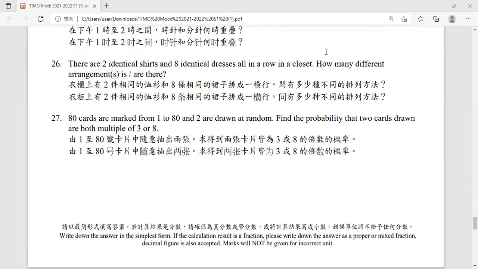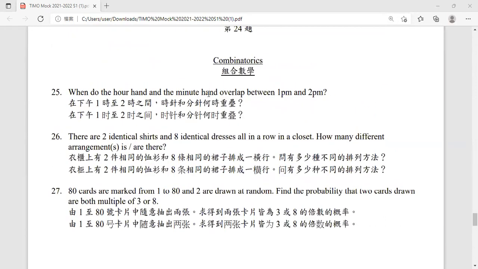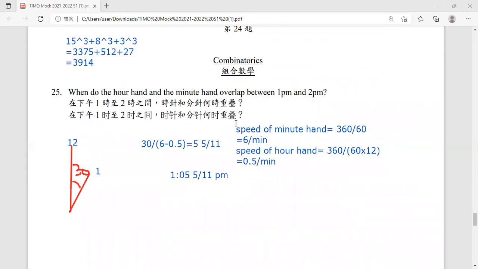26. Because the initial distance is 30 degrees. The whole circle, 360 degrees, is divided into 12 parts. One part is 30 degrees.